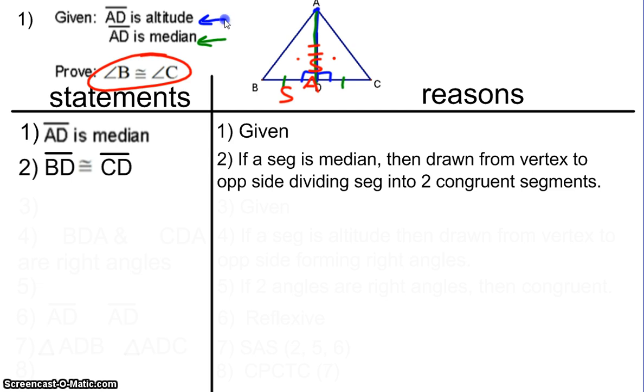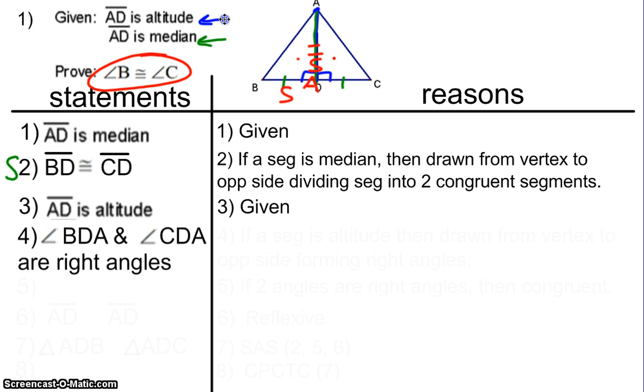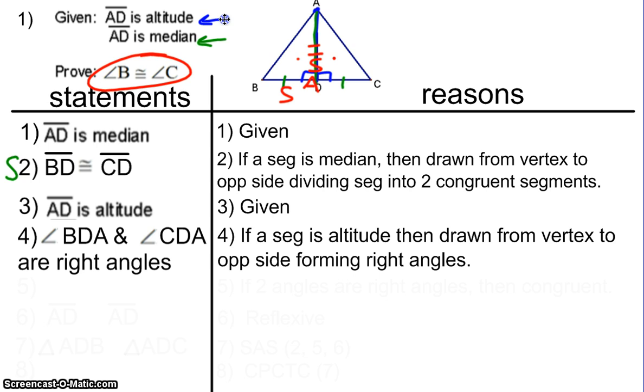So that gives me a pair of sides. Looking at my diagram, I'm going to now want to try to get angles. So I can say that it is an altitude. And the altitude definition tells me that I have two pairs of right angles, because if it's an altitude, then it's drawn from the vertex to the opposite side, forming right angles.